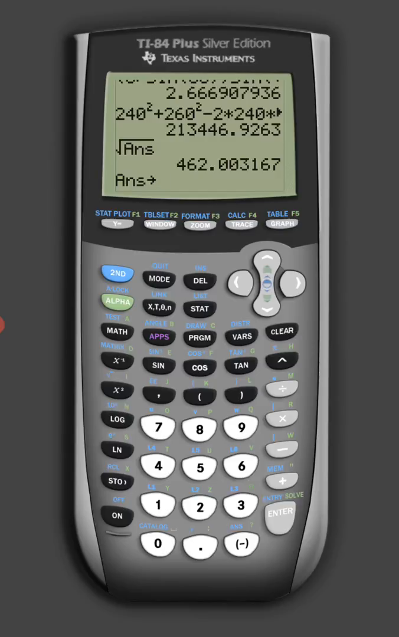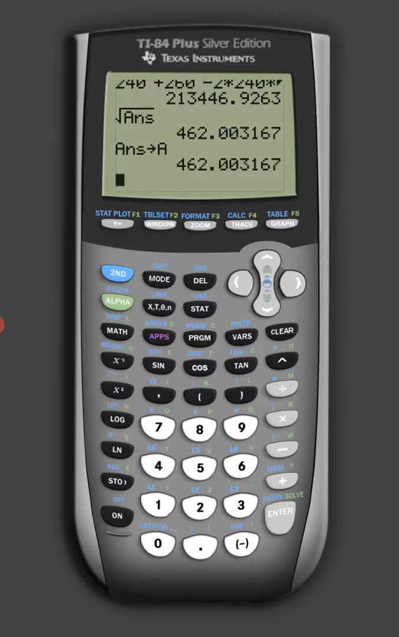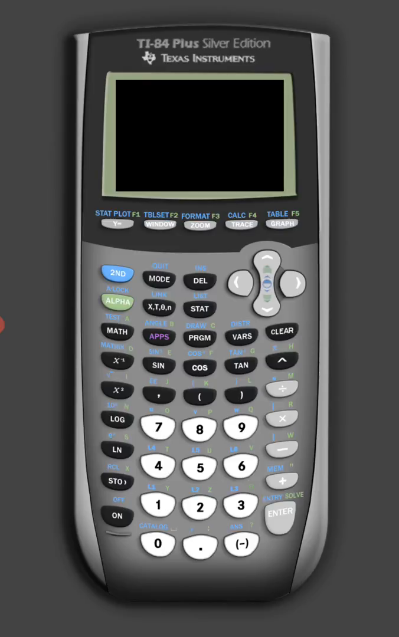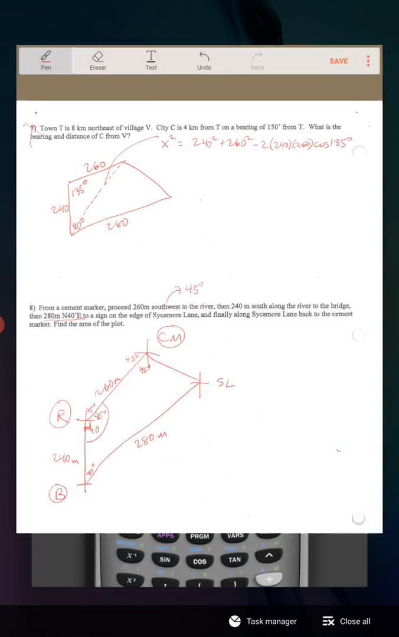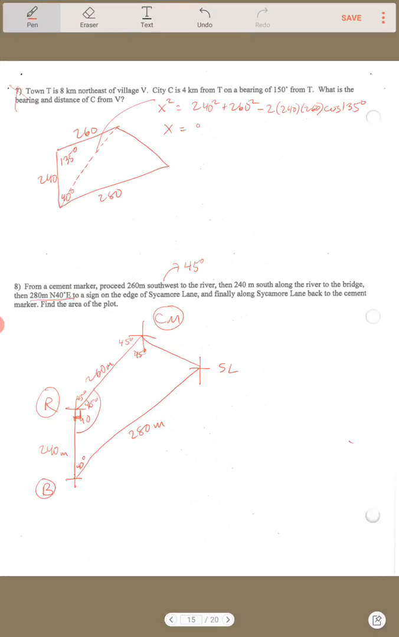I'm going to store this as alpha A. 462 basically. So x is basically 462, which I have stored as A. I'll just keep that in mind. Now I know that this piece is 462. Another thing I'll need is to find this angle measurement here, so let's do that. How can we do that?